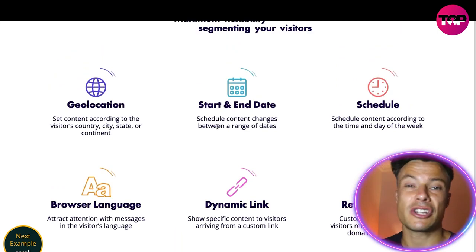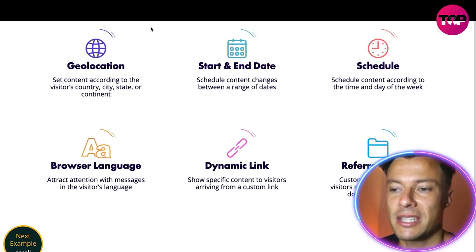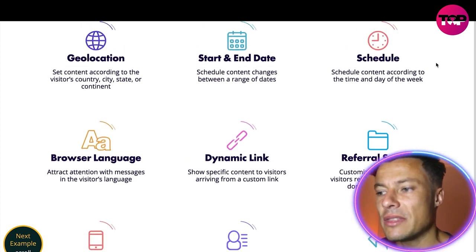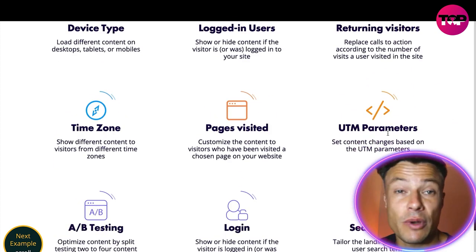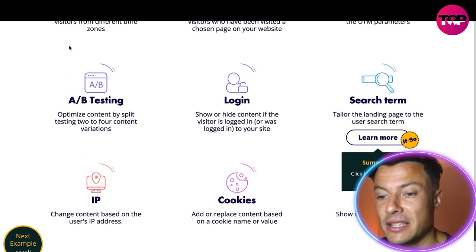These are all the different conditions. So when someone arrives, you can preset this condition to see what they're going to see. Geolocation, obviously what country they're logging in from, when they're doing it, schedules, browser language, device types, so many different ways in which you can set conditions for people arriving at your website. And that's going to make a big difference.